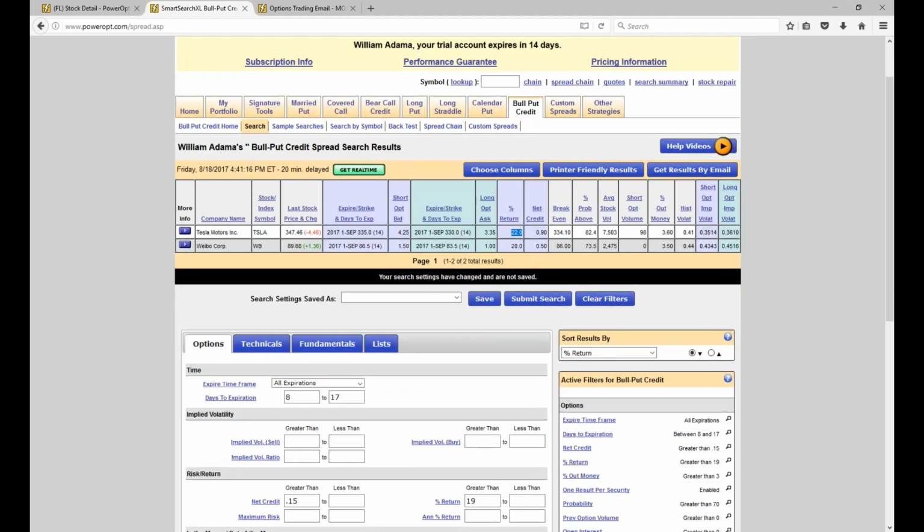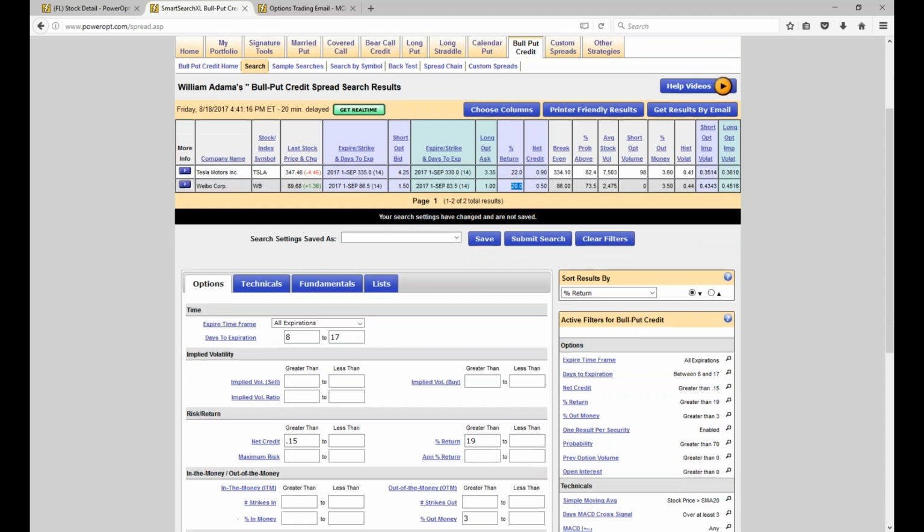Those are the 2 spreads that match my other criteria, of course, that have the risk reward you're looking for, the 20% return or 20% risk reward. All sorted down for me. 2 potential options, Tesla and WIBO. All right, so that's the factor to use there.